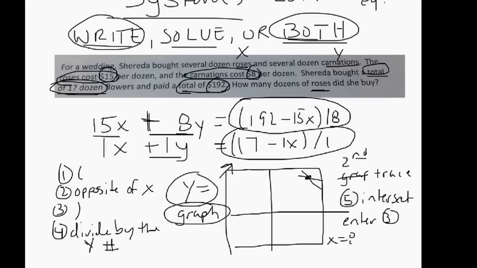X equals 8. Y equals 9. And so then I got to go back and look at what was I looking for? I was looking for roses. Roses are x, so my answer is 8. And they very well could have asked for carnations, or they could have asked for each one. You can check your work real quick. 8 plus 9 is 17. So that works out. And then if you multiply the 8 by 15, and the 9 by 8, add them up, you'll get 192.